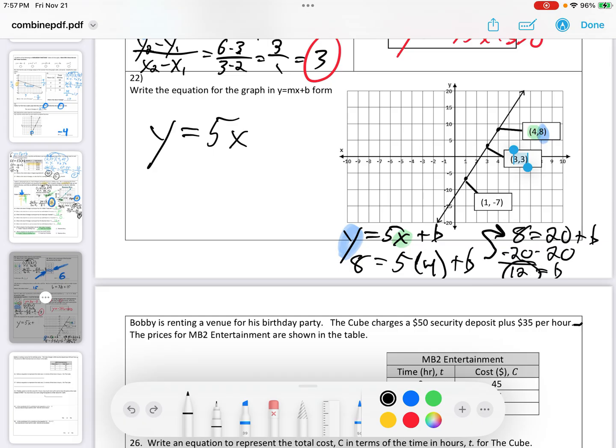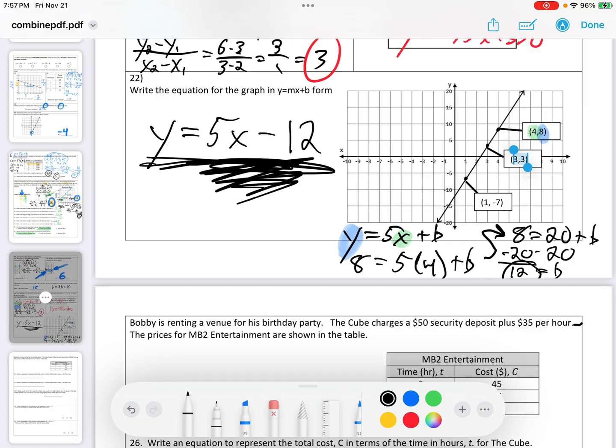Okay, so this is not plus 12. It's minus. It's minus 12. There we go. See, you gotta always write your good guys, bad guys, or it can get you. See, I just showed you.